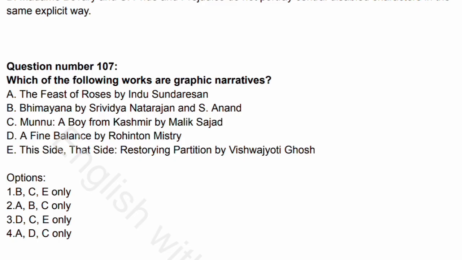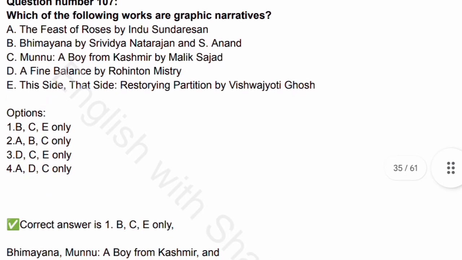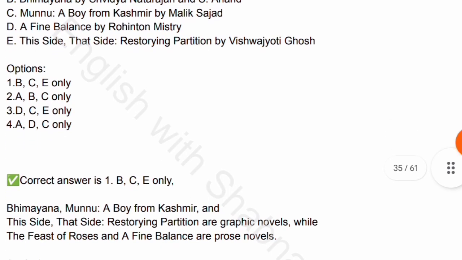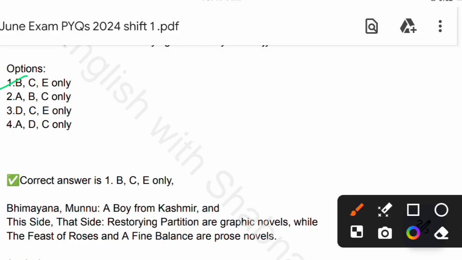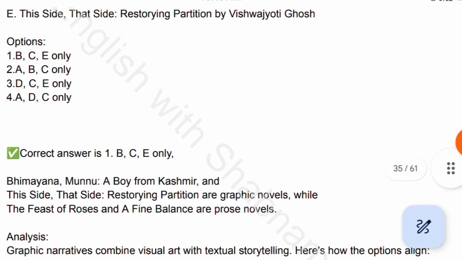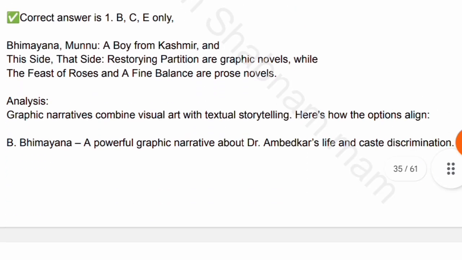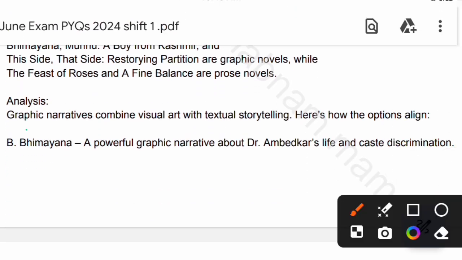Graphic narratives. Let's see the correct answer. The correct answer of this question is option 1, BCE. That means Bhimayana, Munnu, A Boy from Kashmir, and This Side, That Side: Restoring Partition are graphic novels, while The Feast of Roses and A Fine Balance are prose novels. What is a graphic narrative? A graphic narrative combines visual art with textual storytelling. Okay, visual art with textual storytelling, that is the graphic narrative.